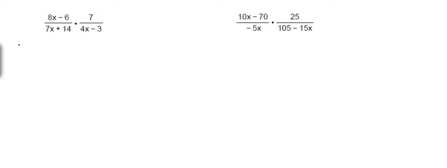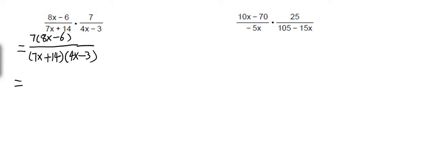So, the first step, we let the numerators multiply together and let the denominators multiply together. Then we have what? We have 7 times (8x minus 6). Okay, and then we let the denominators multiply together. We have (7x plus 14) times (4x minus 3).